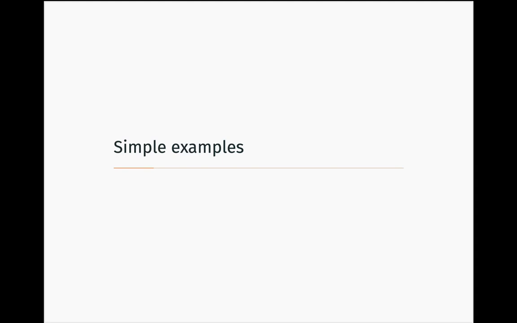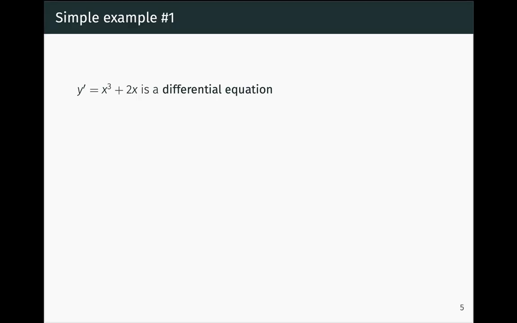Okay, so we'll start by looking at some simple examples where I'm not handwriting anything. We're just getting a sense of what's going on. So y dash equals x cubed plus 2x is a differential equation, and it has this solution. Now that's a very easy solution to find. All you have to do is integrate with respect to x. Remember to throw in the plus c, where c is a constant. So we have a family of solutions here.